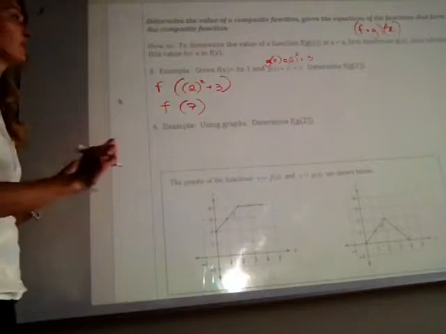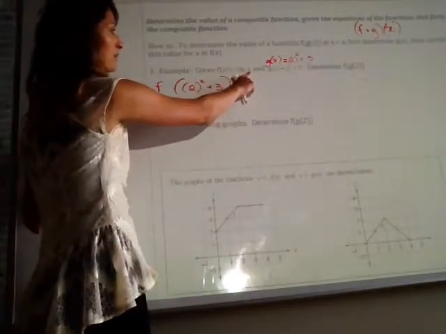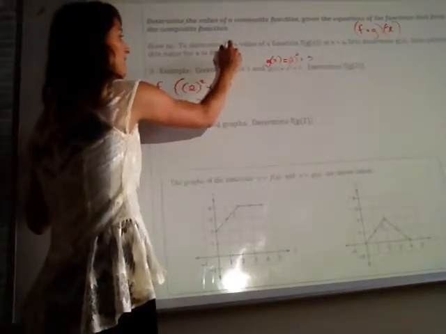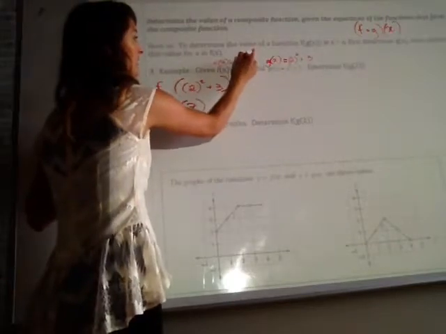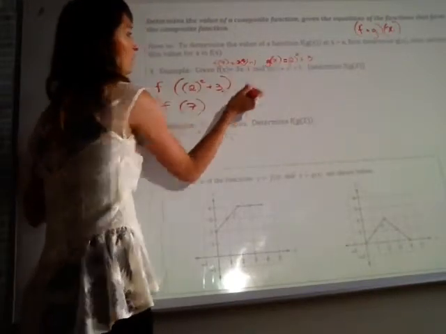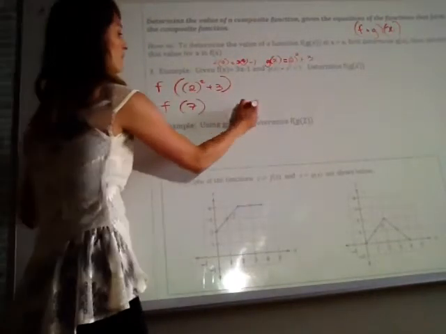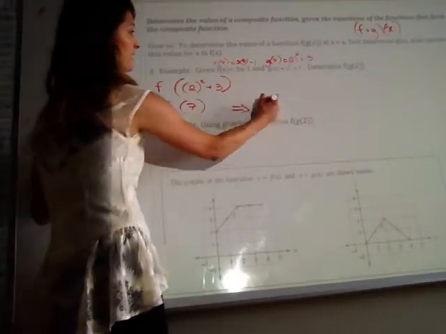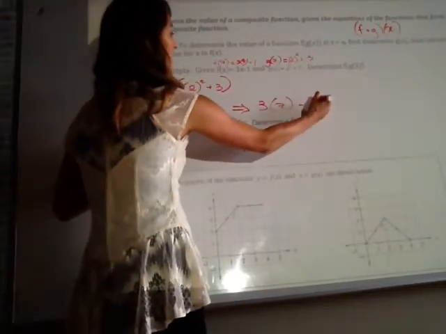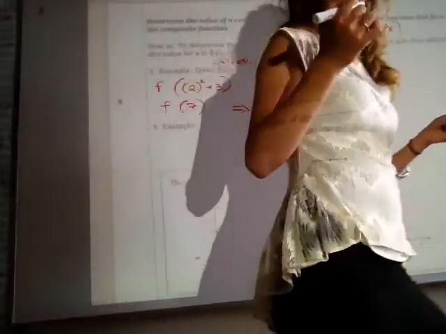And next up, we need to evaluate f of 7. Well, f of x is 3x minus 1. So if I replace that x with a 7, I'm going to get 3 times 7 minus 1. Okay, so 3 times 7 minus 1, that's 21 minus 1, I get 20.